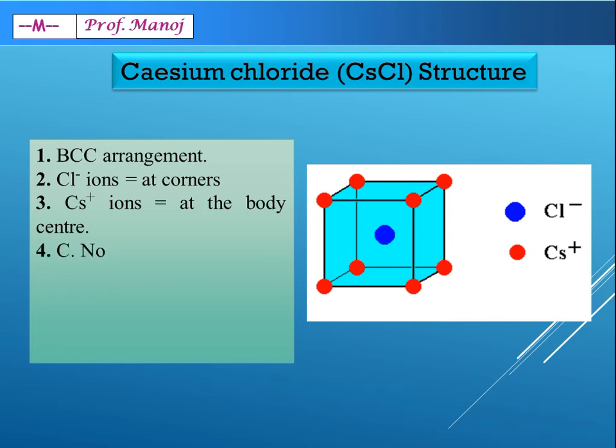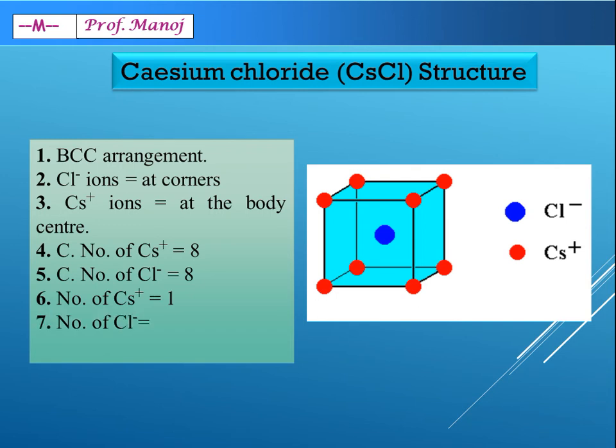The coordination number of the cesium ion is found to be 8, and the coordination number of chloride ions is also found to be 8. So the number of cesium ions is 1, and the number of chloride ions is 1 upon 8 into 8, that is again 1. So the formula units become 1.